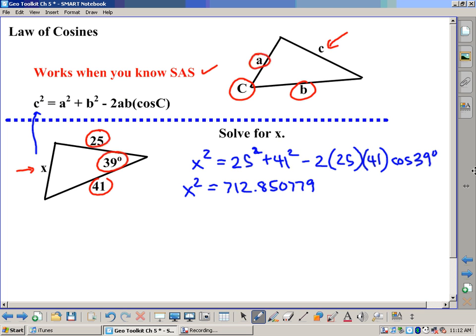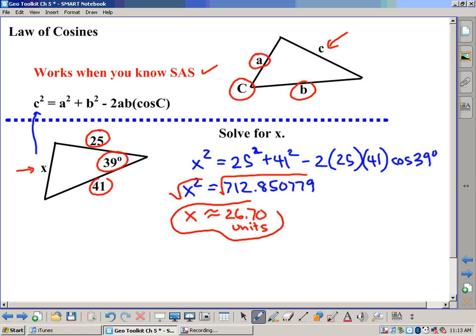Then to undo a square, we square root. So we're going to go ahead and square root both sides here. So when you square root 712.850779, you should get, if we round off to two places, 26.70 units. So this is the law of cosines, and like I said, it's used when we know two sides and the angle in between them, but we're trying to find the side opposite that angle.